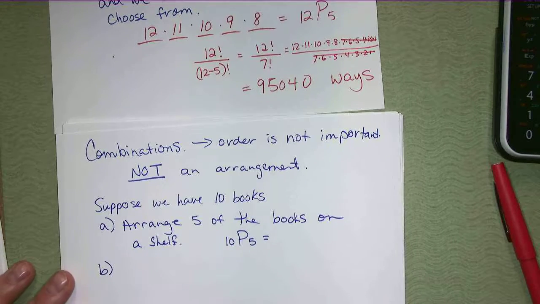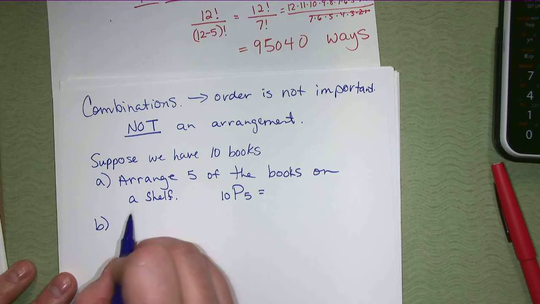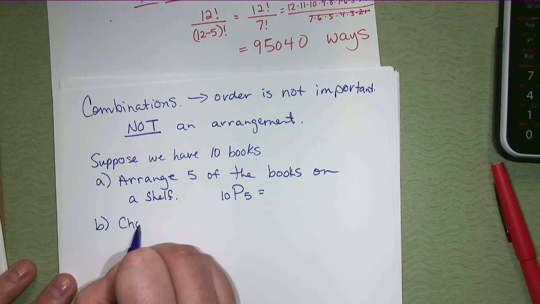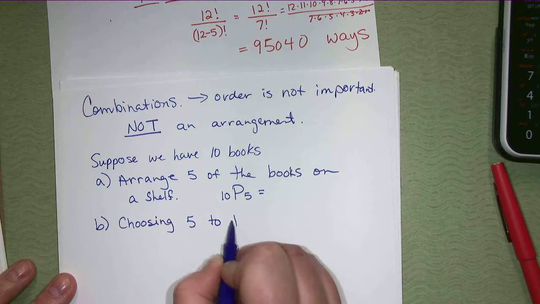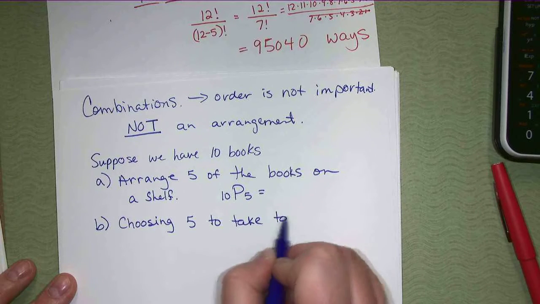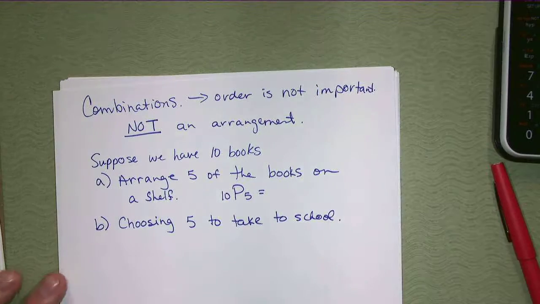Okay, so what makes it not a permutation is, say we are choosing 5 to take to school. So what are you doing with them as you're taking them to school? So if you picked the first 5, could you have picked the first 5 in a different order and it's still the same 5 books? Do you still end up with the same thing?